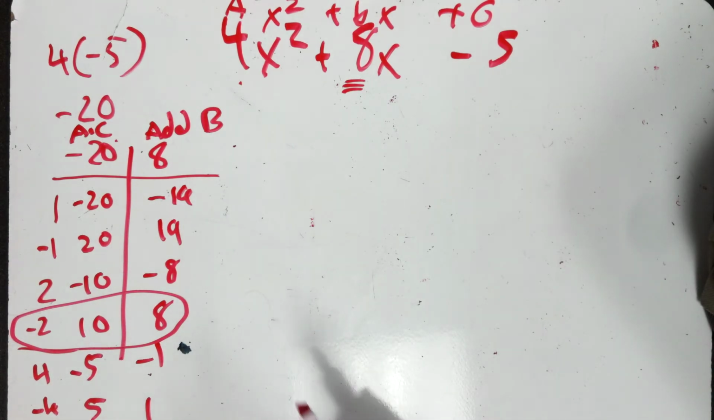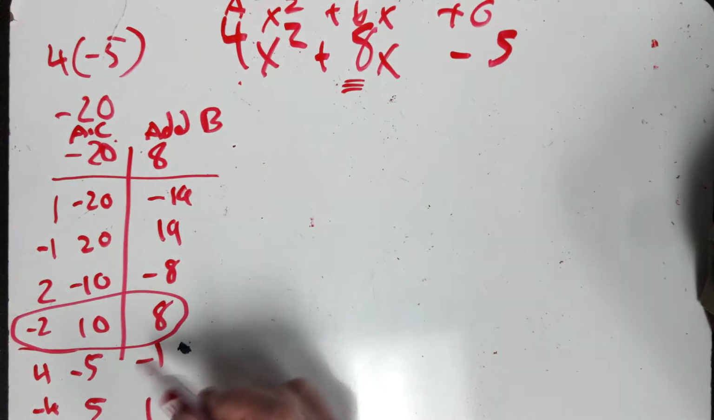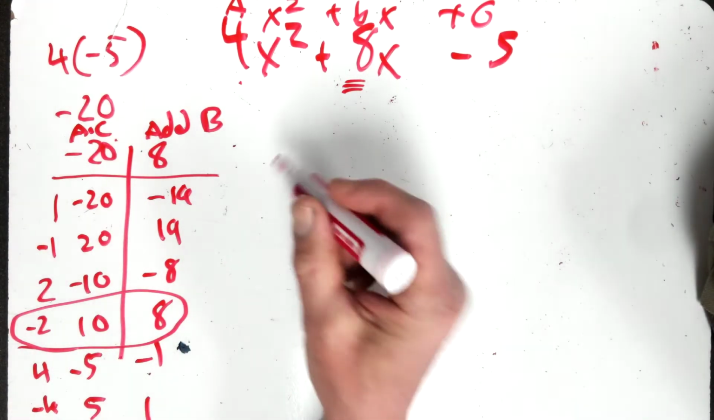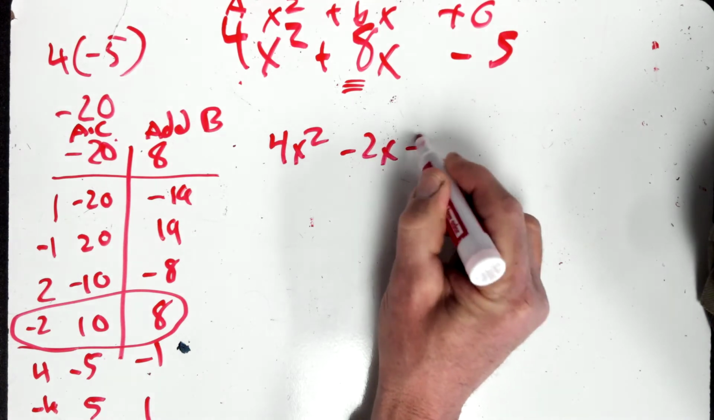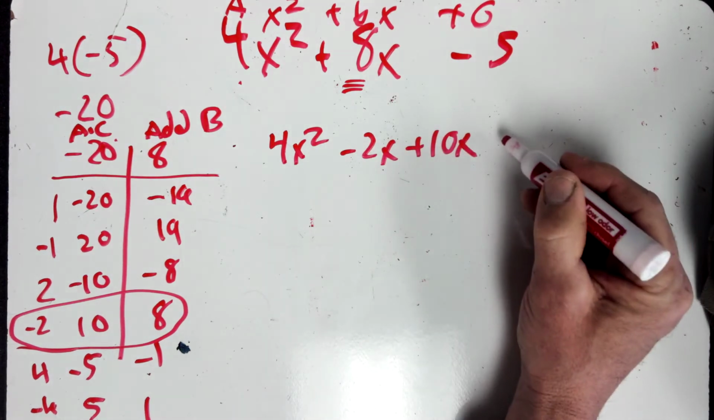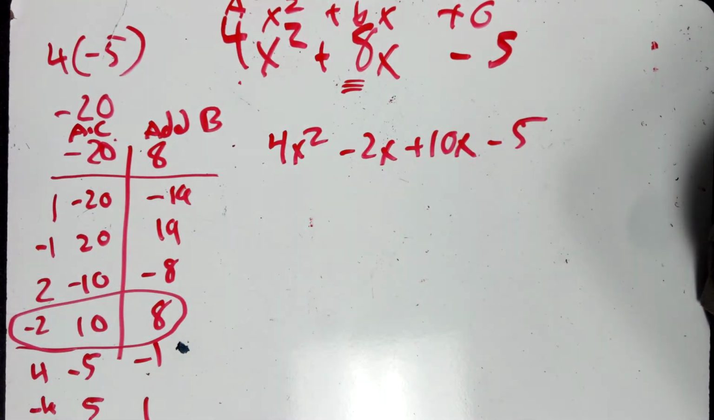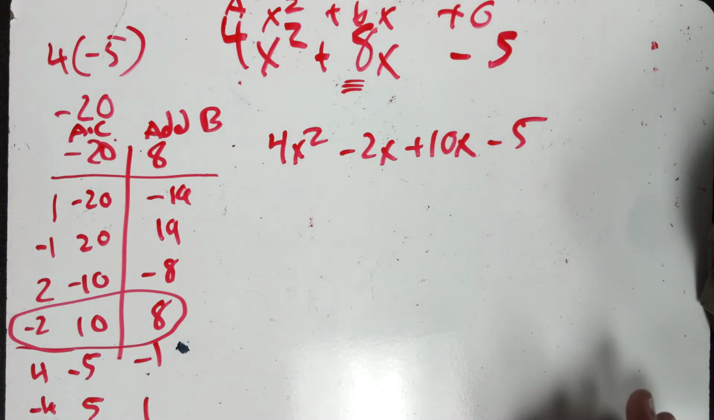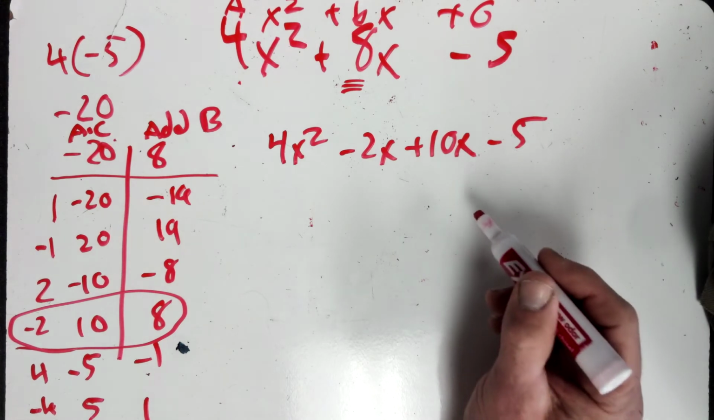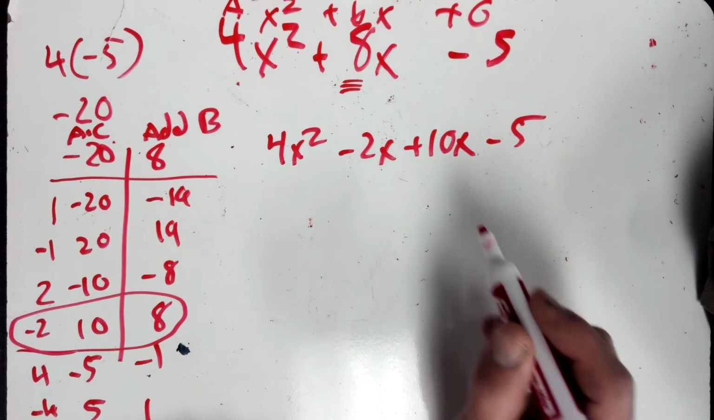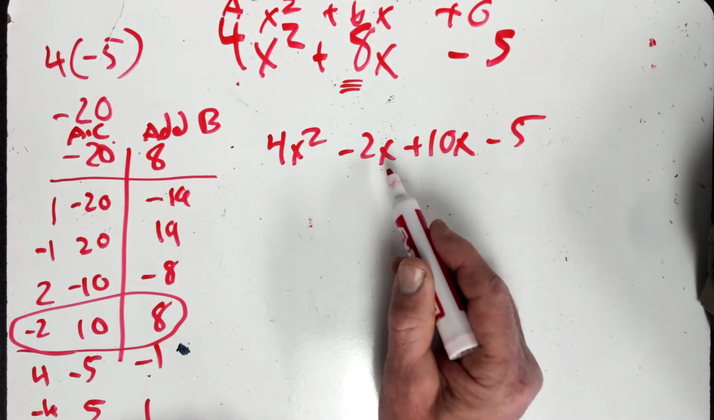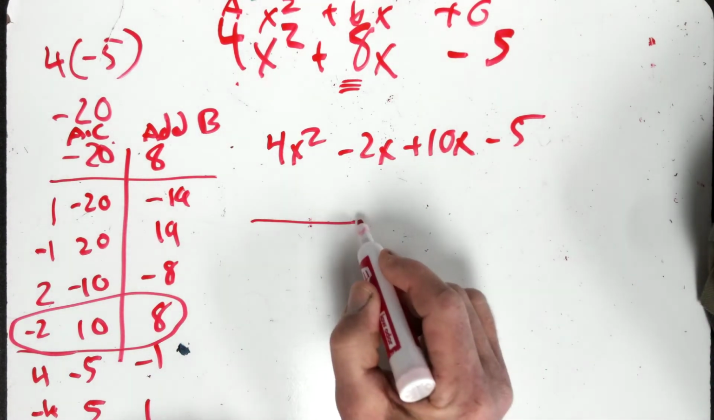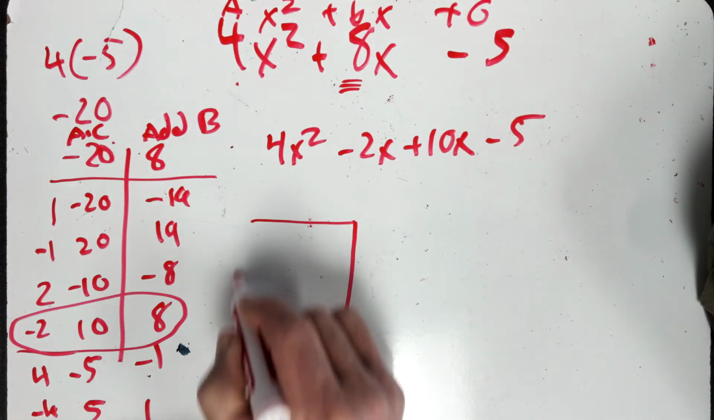Okay. So now I'm going to use these 2 terms to split my middle term. So I'm going to have 4x squared minus 2x plus 10x minus 5. Now, at this point, it doesn't matter whether we box or whether we group and factor, and it doesn't matter what order these come in, but it's just important that they're the right ones.